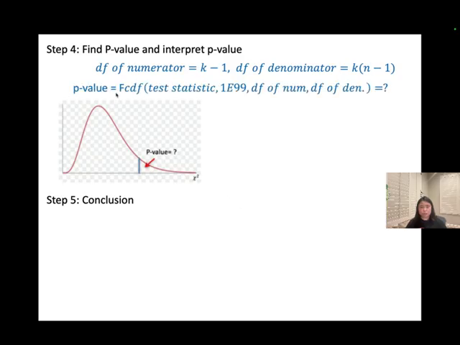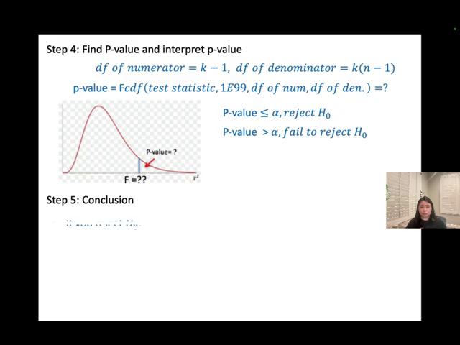The p-value will be using the FCDF. The test statistic and upper value 1E99. And then degree of freedom of numerator and the degree of freedom of denominator. After you get the p-value, compare with your significance level. Less than or equal to, we're going to reject. Greater than, we're going to fail to reject.